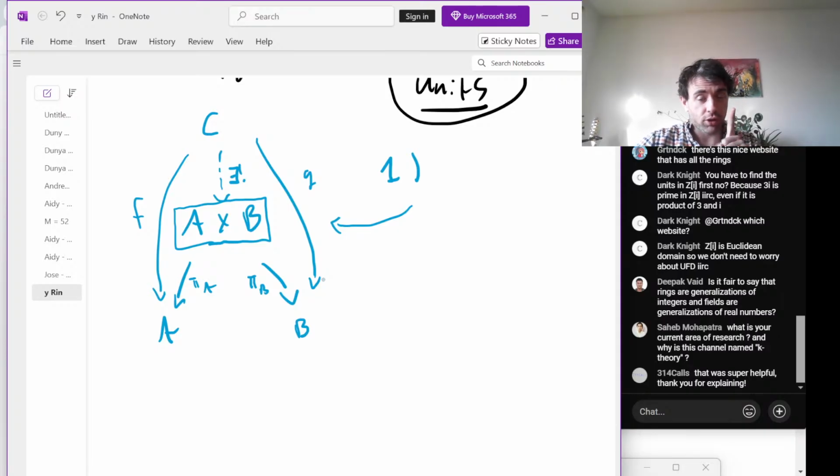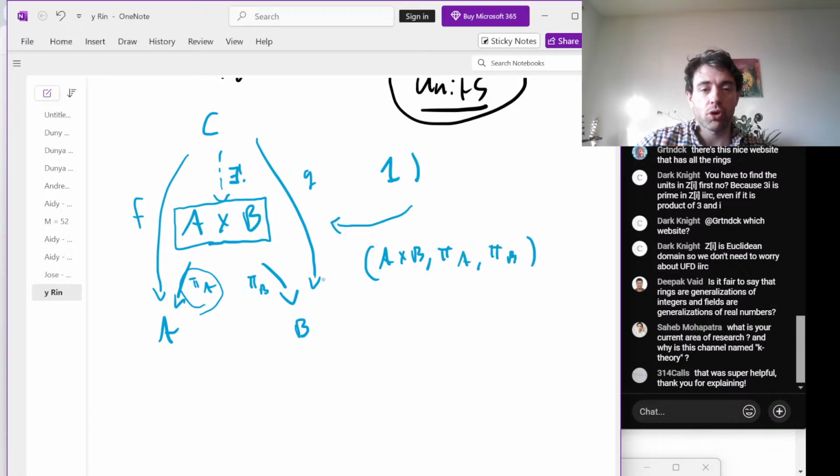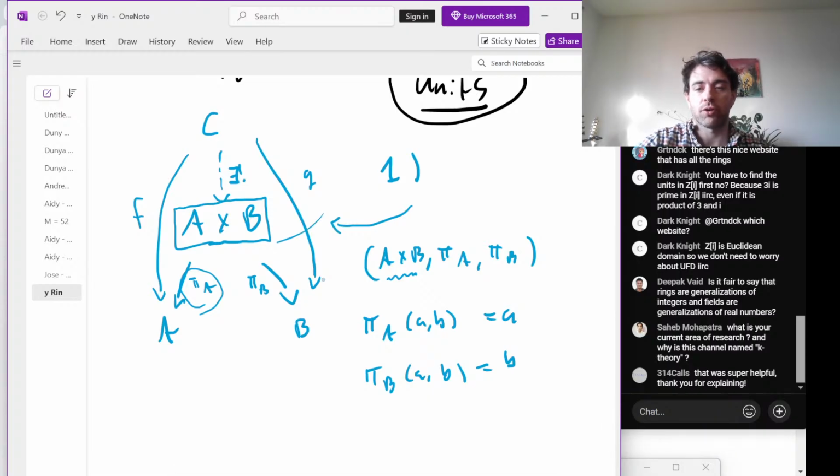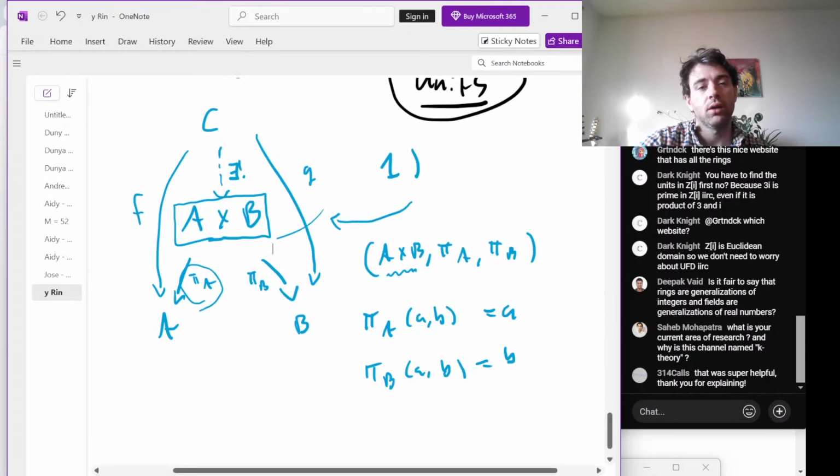So actually, I should say a product is not just an object. It is technically a triple. It's an object together with your specified projection maps. So show that the Cartesian product together with the maps that, of course, just project onto the first and second factors satisfies the universal property of products for sets. That would be number one.